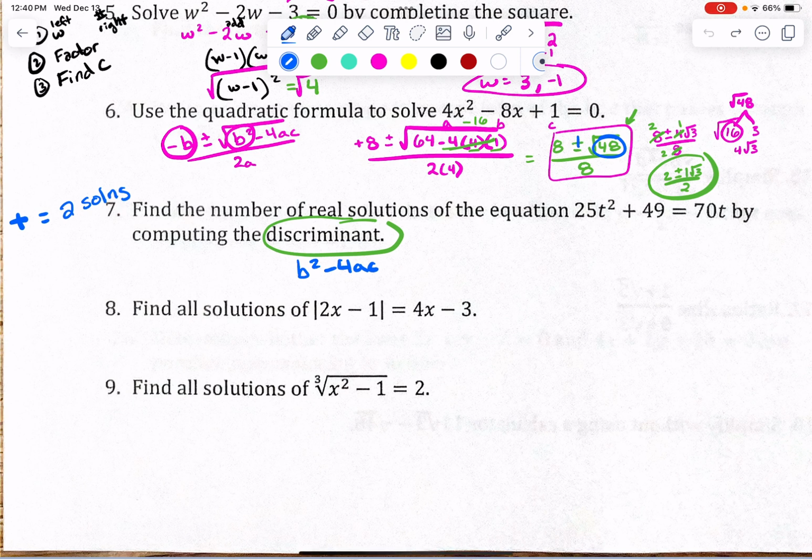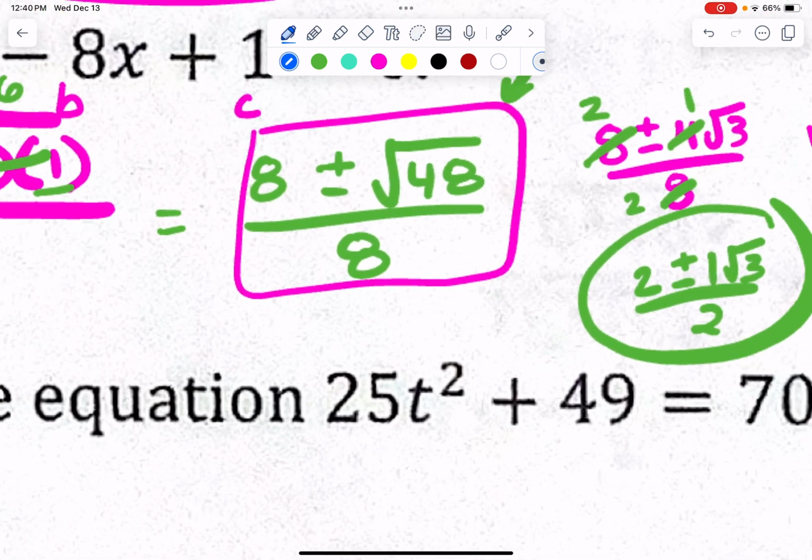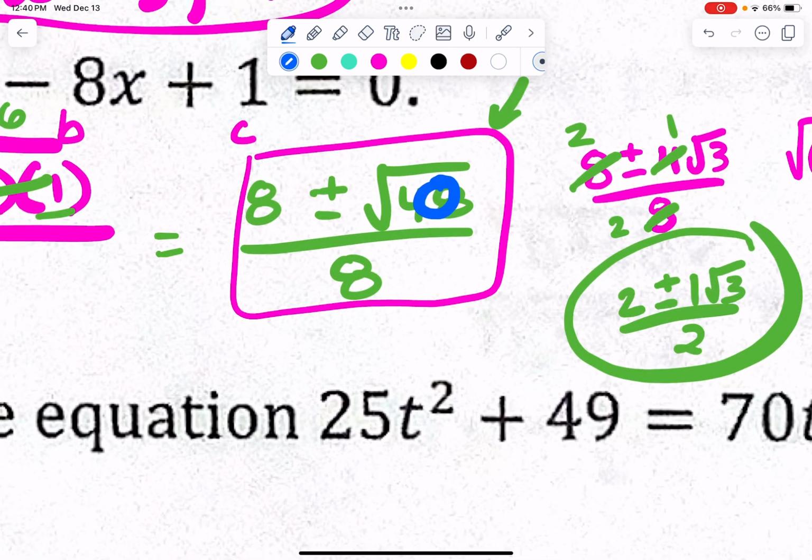That's two answers, right? If your discriminant is a negative, that means you have no solutions because it's imaginary inside of here, right? A square root of a negative does not work. If your answer is 0, then you have one solution. And that means, like here, if this number was 0, 8 plus 0 is going to be the same as 8 minus 0. So that's why we only end up with one solution.